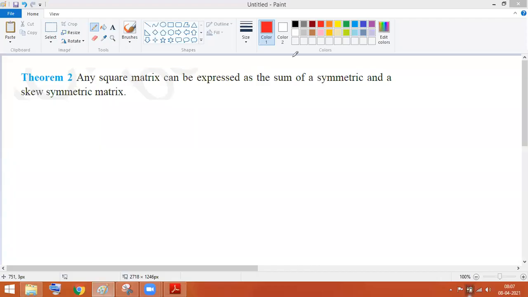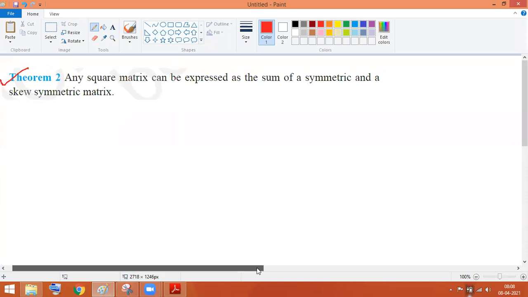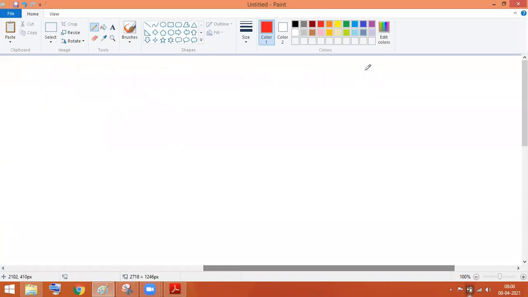Good morning, everyone. Today we'll start with theorem 2. What is theorem 2? Any square matrix can be expressed as the sum of a symmetric and a skew symmetric matrix. Okay, what was the theorem first?